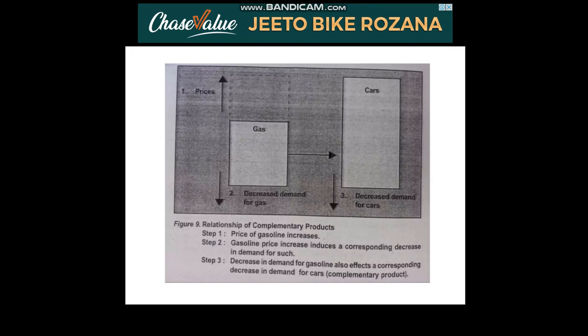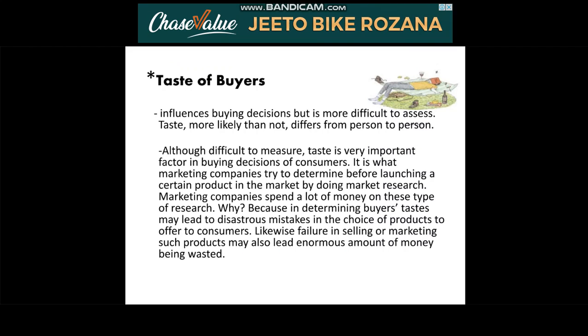Relationship of complementary products. Step 1, price of gasoline increases. Step 2, the gasoline price increase induces a corresponding decrease in demand for such. Step 3, the decrease in demand for gasoline also affects a corresponding decrease in demand for cars, its complementary products.